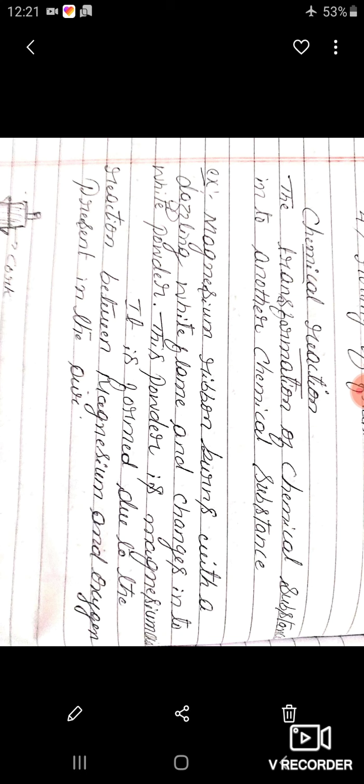So, this powder is magnesium oxide. It is formed due to the reaction between magnesium and oxygen present in the air. And then, how do we know a chemical reaction is taking place? You have to see the signs of chemical reactions: change in state, change in color, evolution of gas, change in temperature. When you see these symptoms, a chemical reaction is taking place.